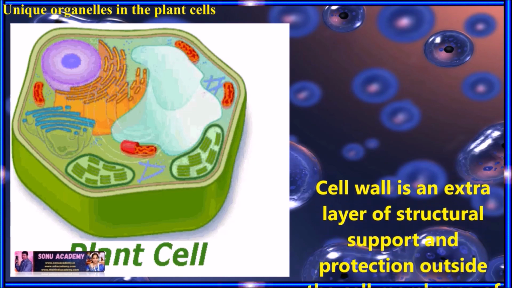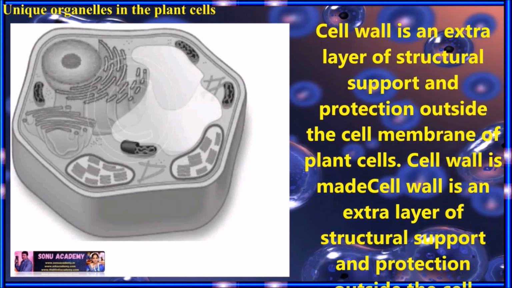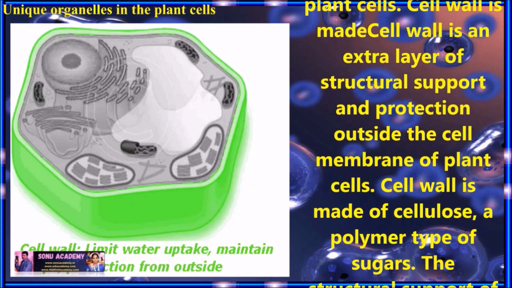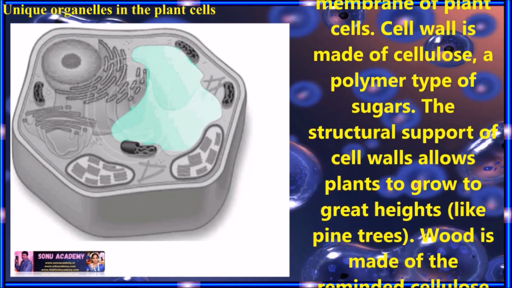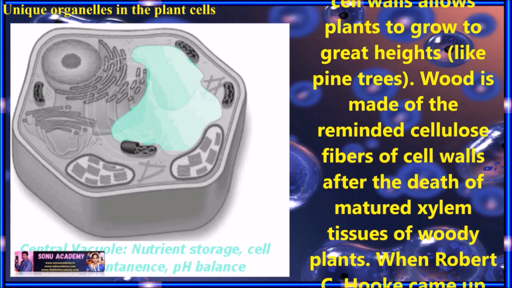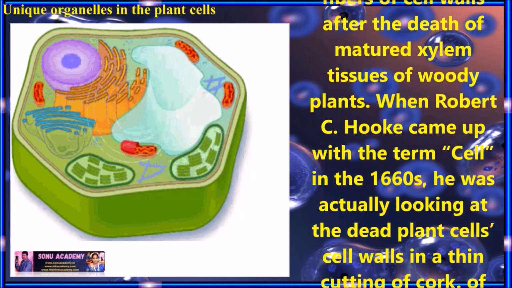Now let us discuss unique organelles in plant cells. Cell wall. The cell wall is an extra layer of structural support and protection outside the cell membrane of plants. The cell wall is made up of cellulose, a polymer of sugars. The structural support of the cell walls allows plants to grow to great heights, like pine trees.